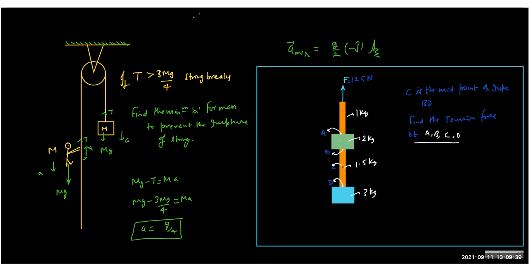Sir, if the string has a mass, then you have to add it. Yes, you have to add the mass of the string also. That's simple. So what is the acceleration of the system? Because you can see that everything is going to move up together, so they must have the same acceleration. You can take the entire mass as one single mass, which is 7.5 kilograms, and from there you solve the question.